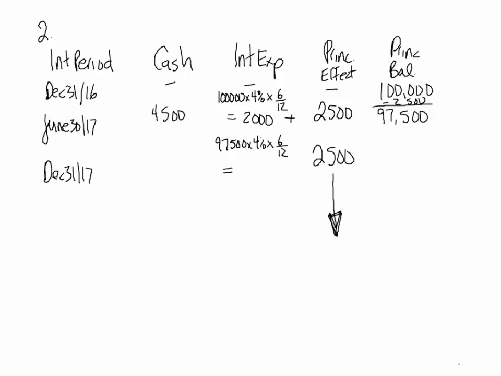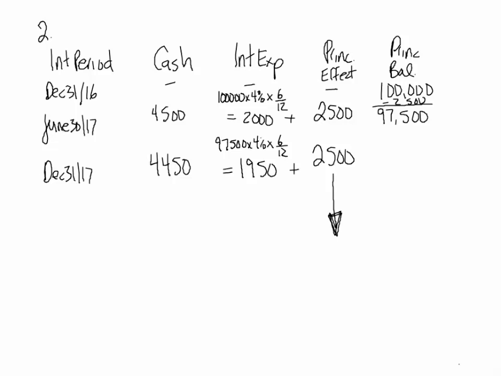$97,500 outstanding times the 4% times the 6/12. So what does that equal? That equals $1,950. That's our interest portion. If we add together the $1,950 and the $2,500, we're going to get the amount that has to be actually forked over to the bank, and that will be $4,450.